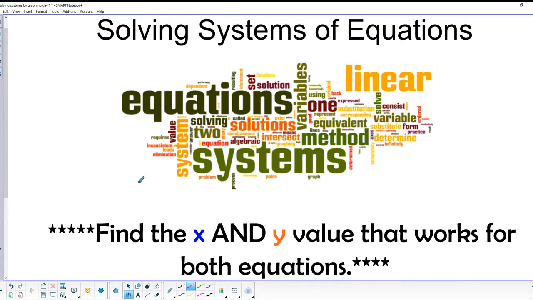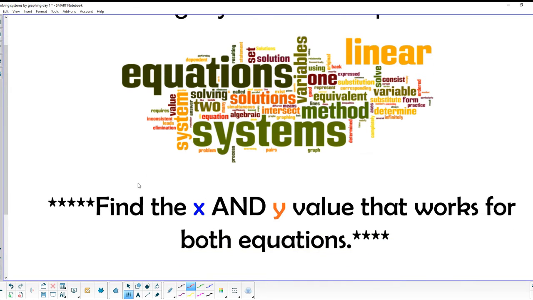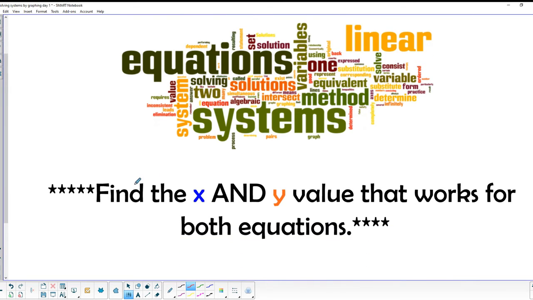So when we talk about solving systems of equations, we're actually talking about two or more equations that intersect with each other when you graph them. And so we're trying to find that x and y value that is the place where they cross. So they have the same x and y value at that one common point.